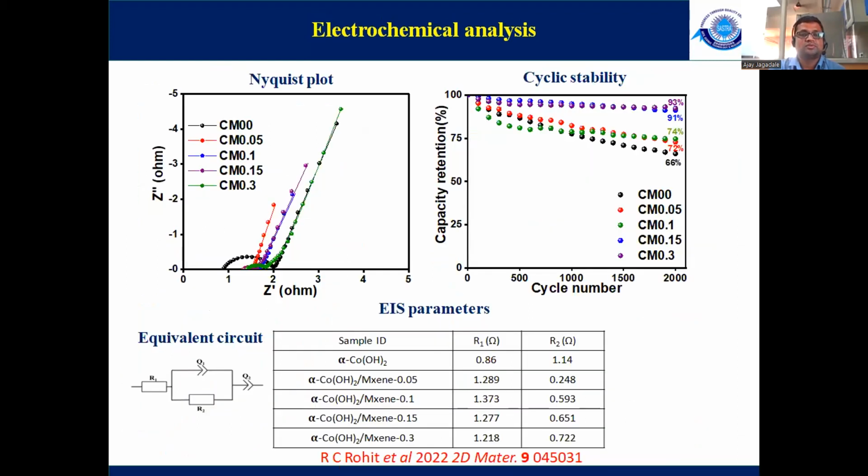So from EIS, electrochemical impedance spectroscopy, we got different parameters like the ESR, equivalent series resistance, and charge transfer resistance. The sample which was modified with 0.05 milligram per centimeter square showed the smallest value of charge transfer resistance, and the smallest value is attributed to the high conducting behavior of MXene and the optimum concentration of MXene on top of this alpha cobalt hydroxide.